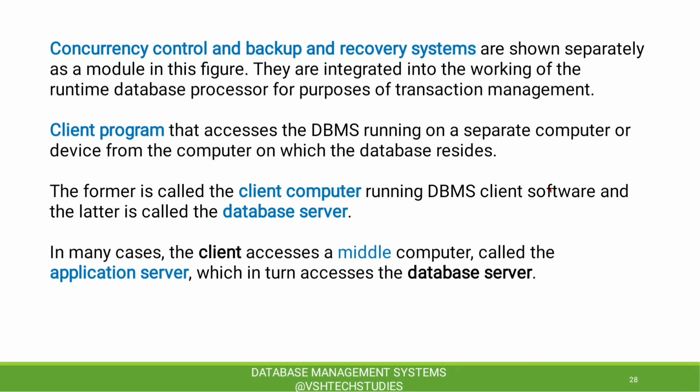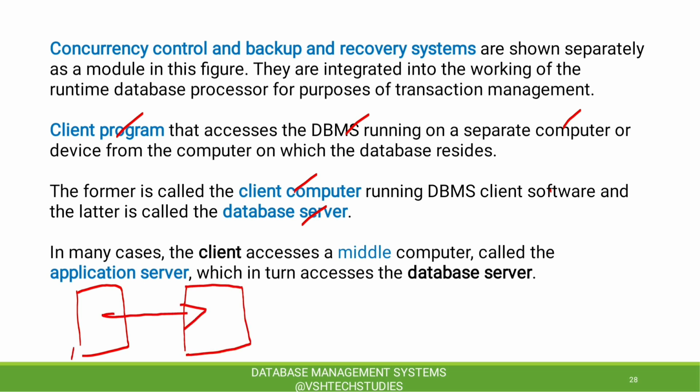Next, the client program. Client program means user program. It accesses the DBMS running on a separate computer, on which databases do reside. That separate computer is called the database server, and the computer in which client programs are present is called the client computer. So from the client computer the queries will be submitted to the database server over the network. From the database server the information retrieved is sent back to the client. So this is called two-tier architecture.